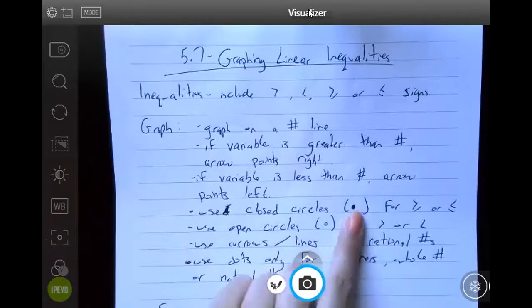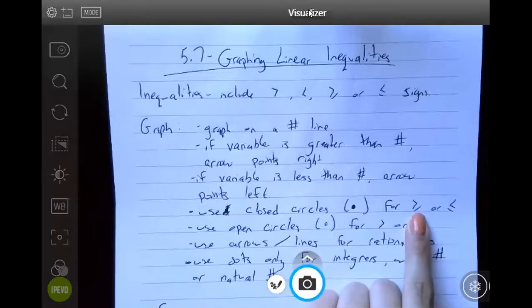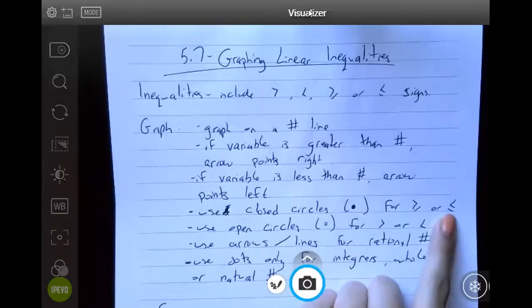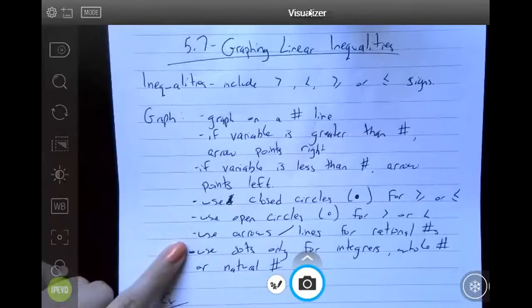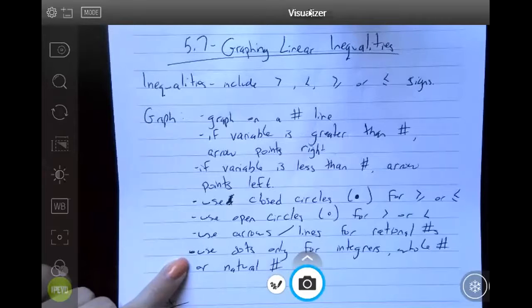You're going to use closed circles, which look like this, if our greater than or equal to or less than or equal to sign is being used. We're going to use open circles, which look like this, if we're just using the normal greater than or less than signs. We're also going to use arrows for rational numbers and dots only for integers, whole numbers, or natural numbers. And I realize that a lot of that probably doesn't make a ton of sense, but hopefully with some examples, it will start to come together a bit more.